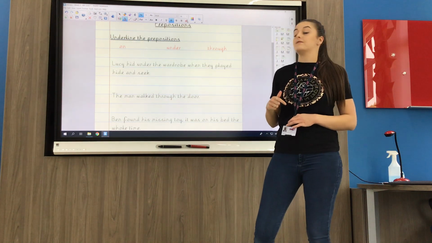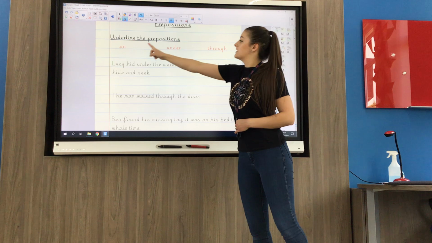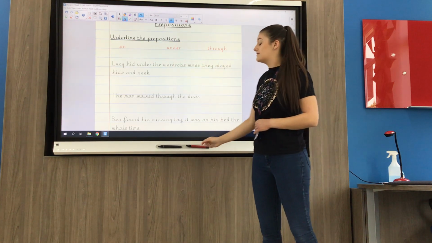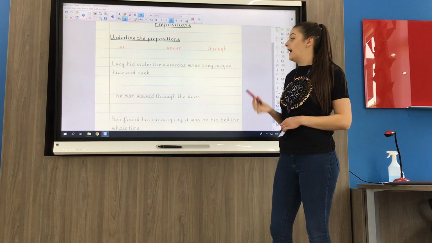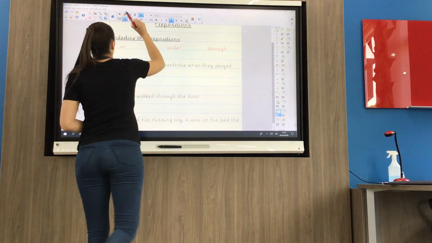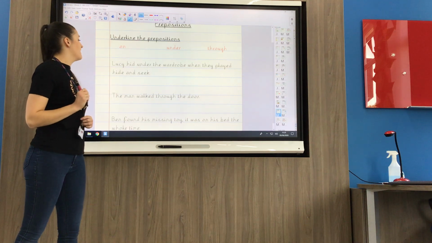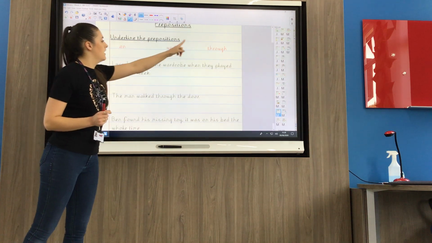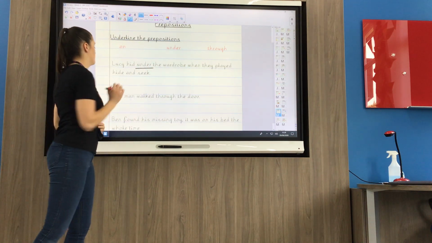So you could have an activity that asks you to underline the prepositions. So there'll be a box of prepositions like on, under or through, and you need to read your sentences carefully using your phonics to help you read and underline the preposition. I'm going to get my ruler out. Lucy hid under the wardrobe when they played hide and seek. So I'm looking for either on, under or through. So the preposition in that sentence is under.